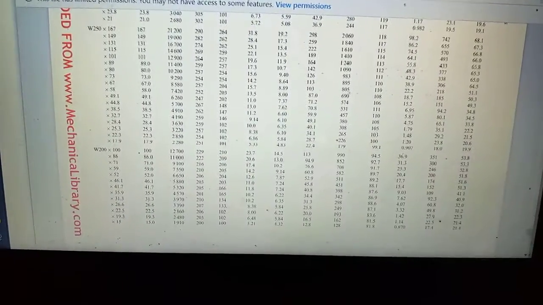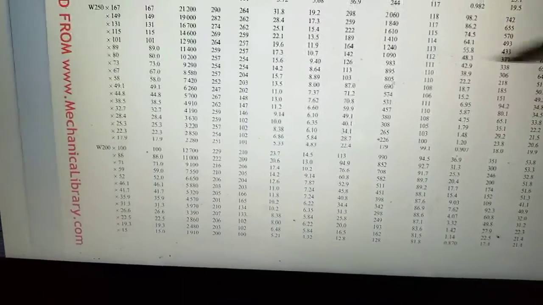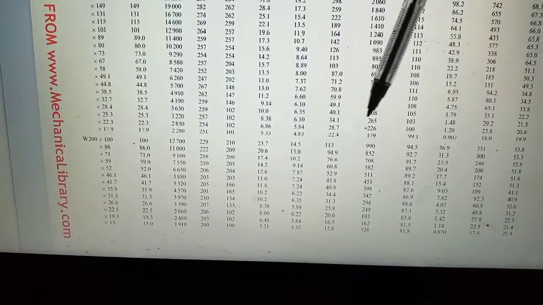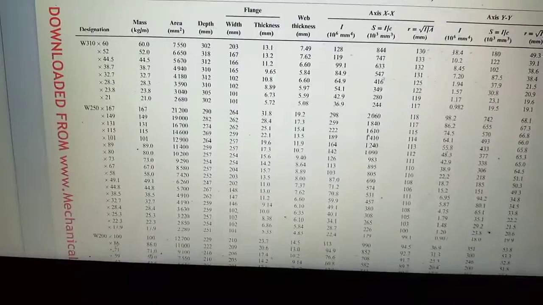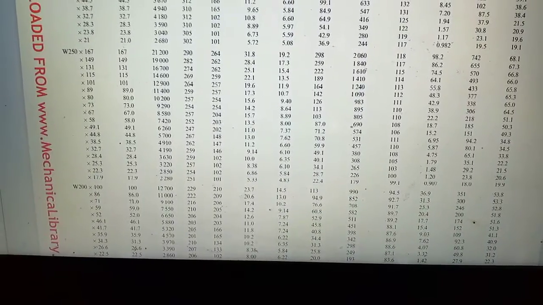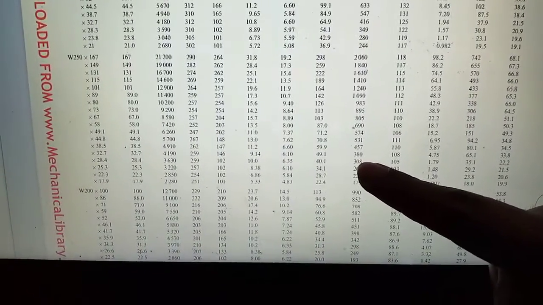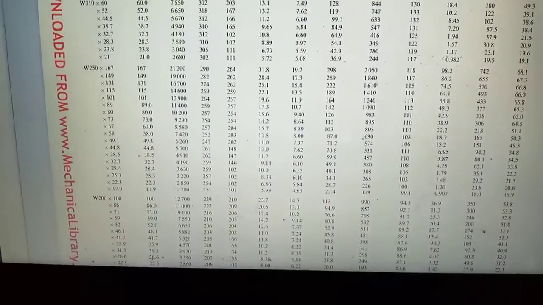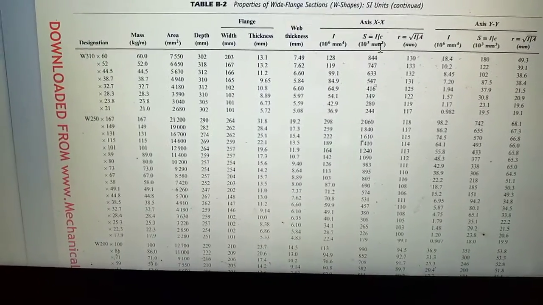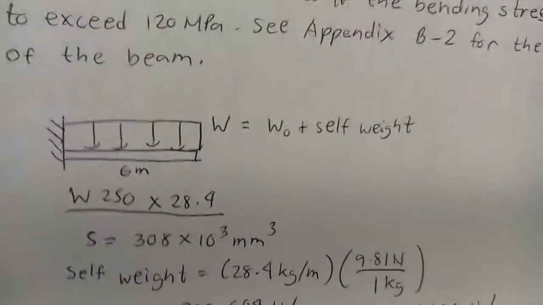Where is the S? So here is the S, which is the section modulus. Our section modulus for W250 by 28.4 is 308 times 10 to the third mm cubed.